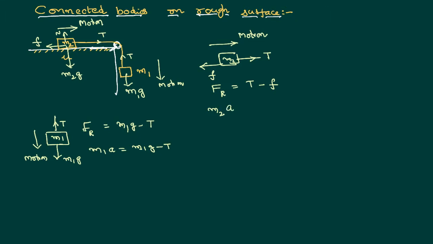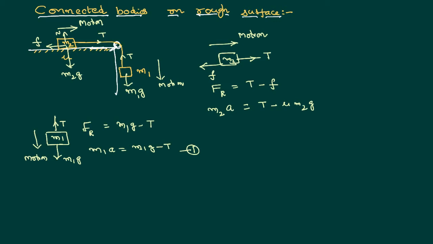F resultant can be written as m2 into a, based on Newton's law. Frictional force equals mu into normal reaction, where normal reaction equals m2 into g. Using this, we can calculate both the tension in the wire as well as the acceleration of the system.